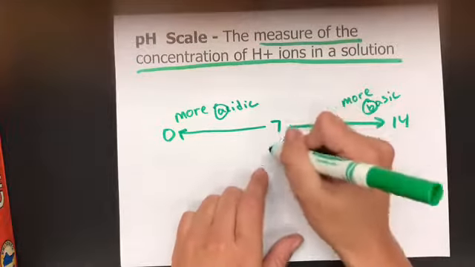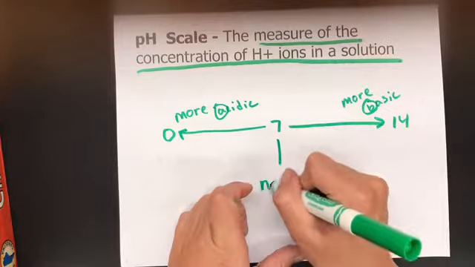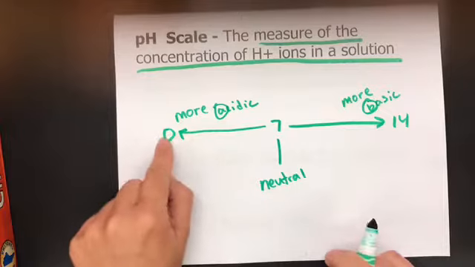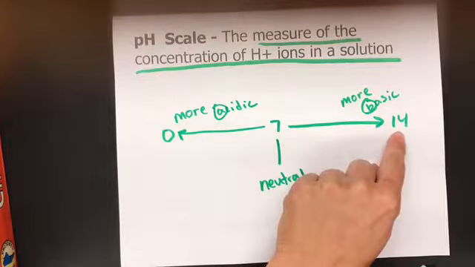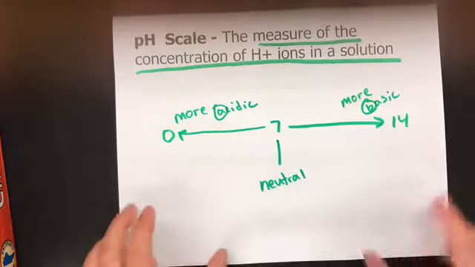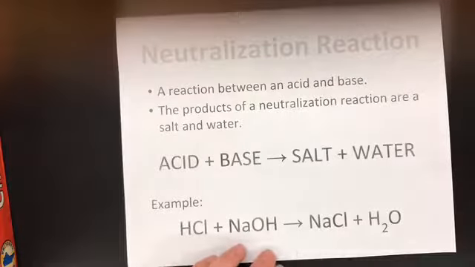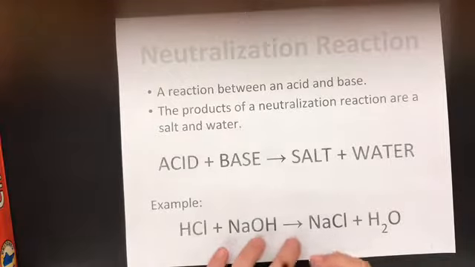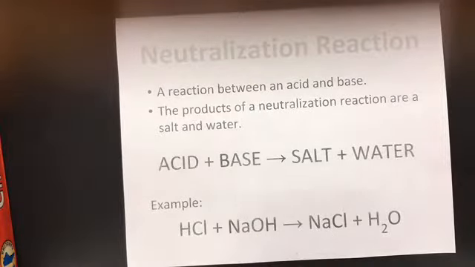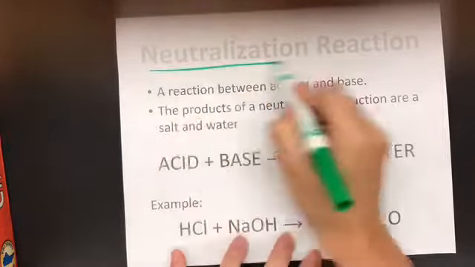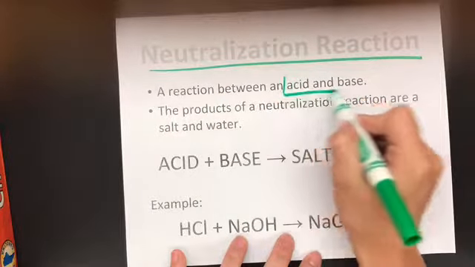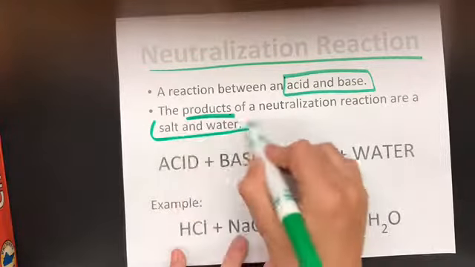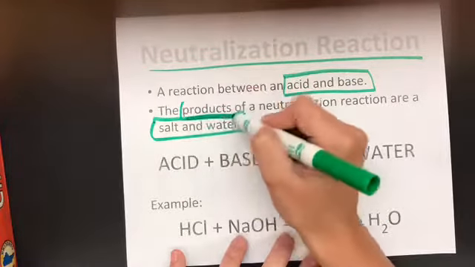Now 7 means it is neutral. The closer it is to 0, the more acidic. The closer it is to 14, the more basic. 7 means it's neutral. Now, we have a specific type of reaction called a neutralization reaction. It's just a specific double replacement reaction. A neutralization reaction is a reaction between an acid and a base. It will always produce salt and water. The products will always be salt and water.